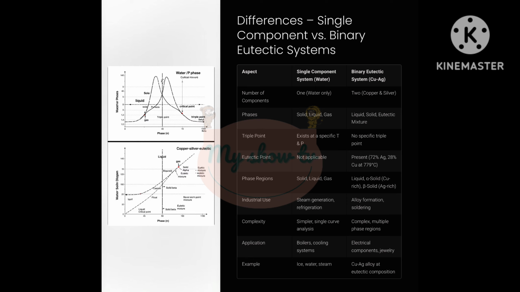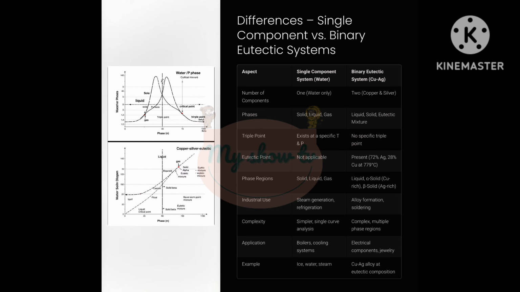Triple point versus eutectic point. A single component system has a triple point where solid, liquid, and gas coexist. A binary eutectic system has a eutectic point where two solid phases solidify simultaneously from the liquid phase at a specific composition and temperature. Application and complexity. Single component systems are simpler to analyze and are often used to understand basic phase changes, like water freezing or boiling. Binary eutectic systems are more complex and are widely used in alloy manufacturing, soldering, and metallurgical processes.